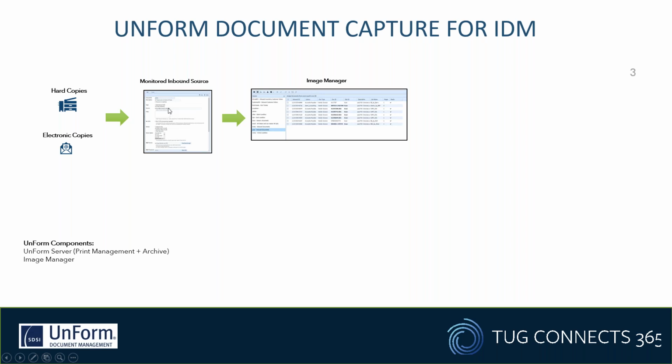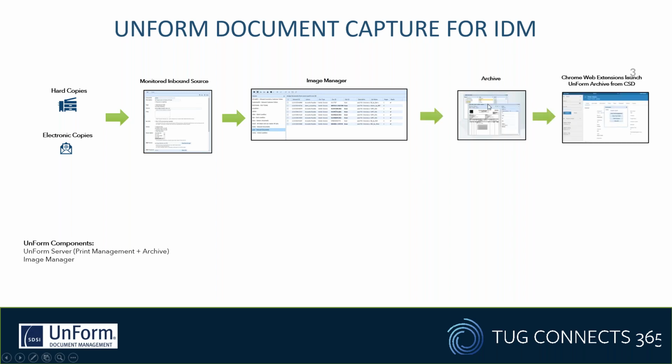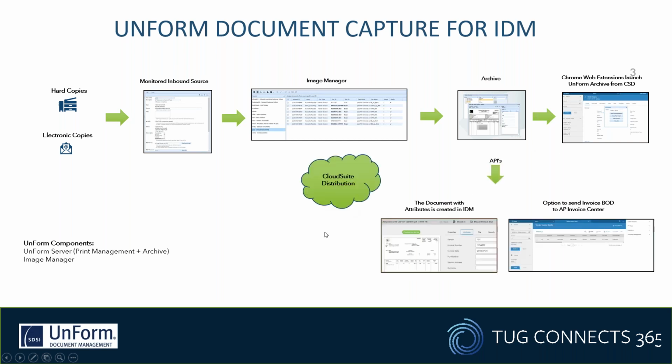That could be directories on your network, or it could be email boxes that get monitored to bring documents in that are emailed to you. They come into the image manager application where the documents are identified, and then the data required for whatever particular process and for indexing is extracted from those documents. They move into the UnForm archive where they're available for retrieval, and we've got Chrome web extensions you can use to launch from CSD or from Web UI. But then we'll look at how we're pushing those documents into IDM. And then, as a bonus, you do have the ability to create, like, the invoice bot or an order bot, and push that into Cloud Suite as well.